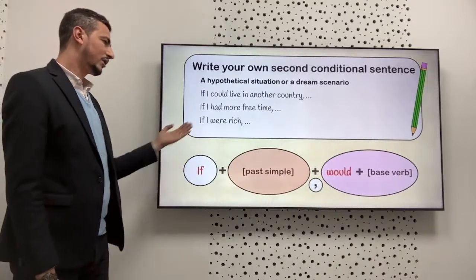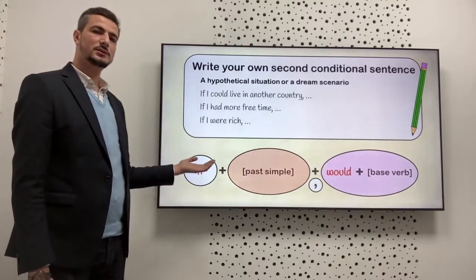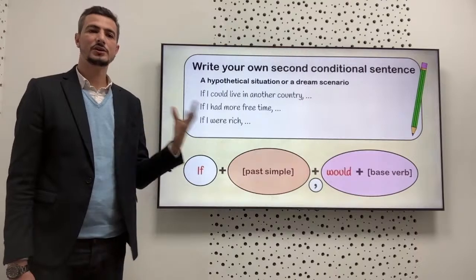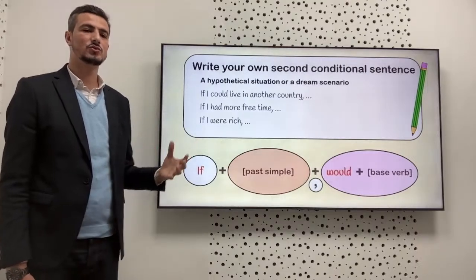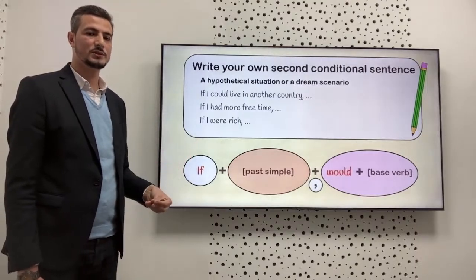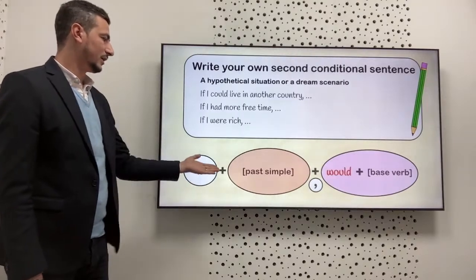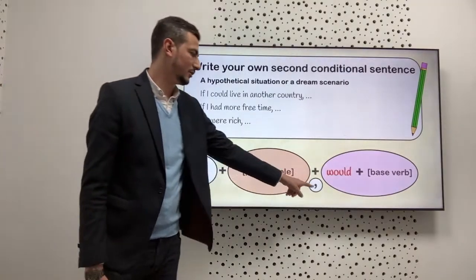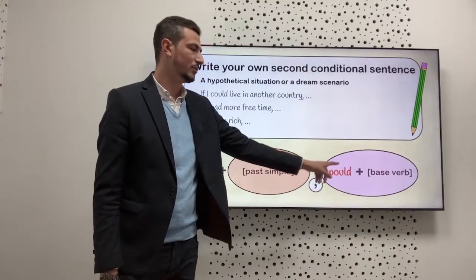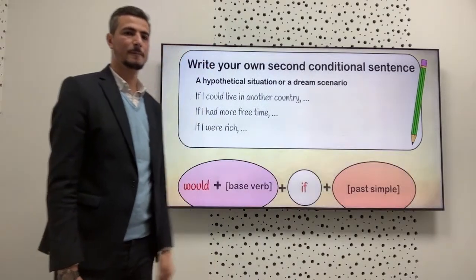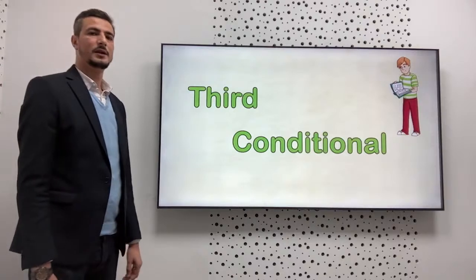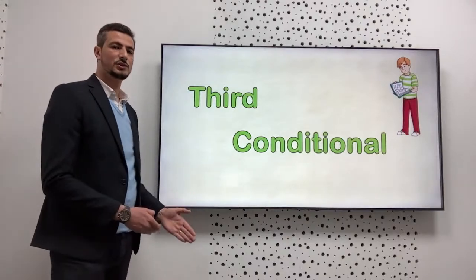And let's recapitulate. The second conditional is an imaginary situation. It talks about an imaginary situation which is not true at the present. If plus past simple, and don't forget about the comma, plus would plus the base verb. Now let's move to third conditional.